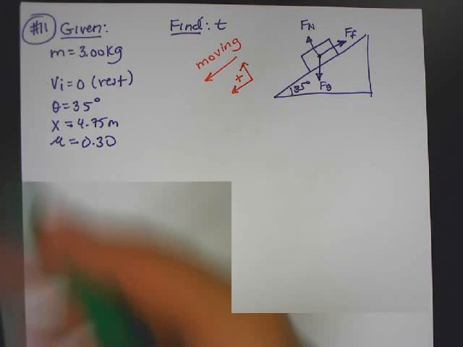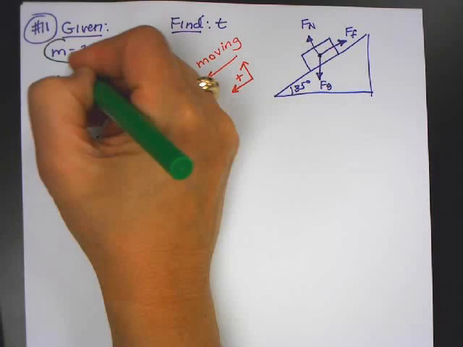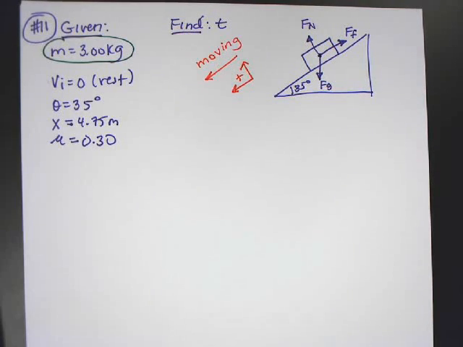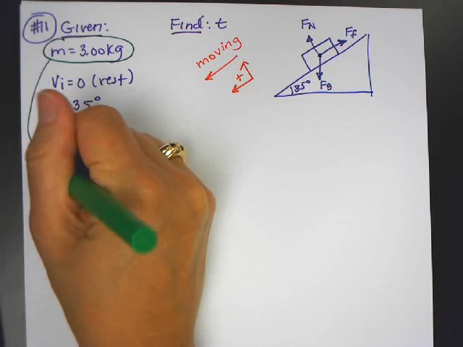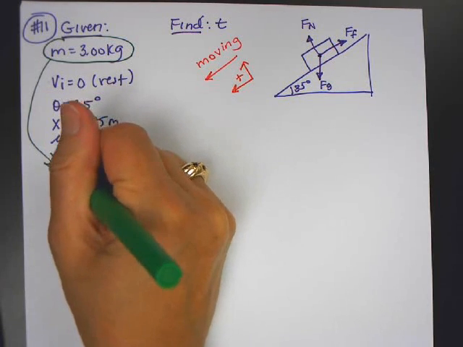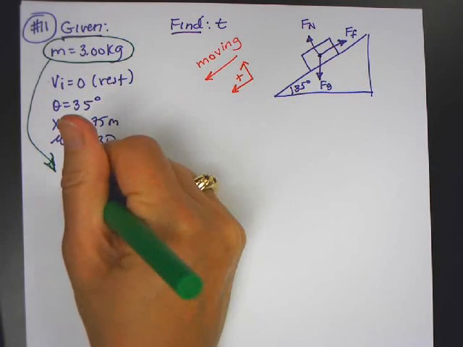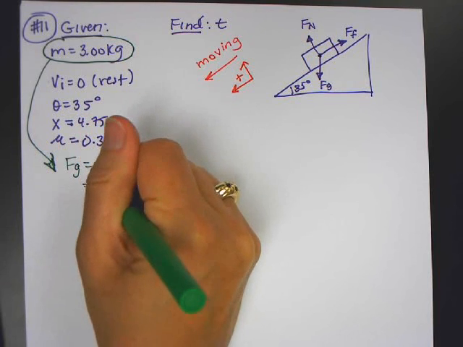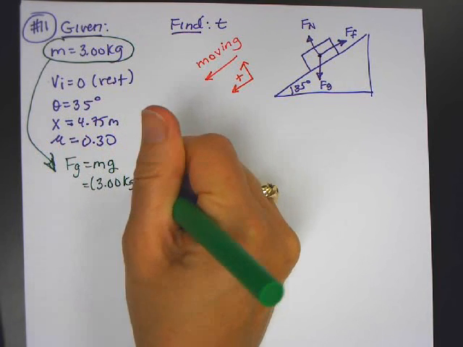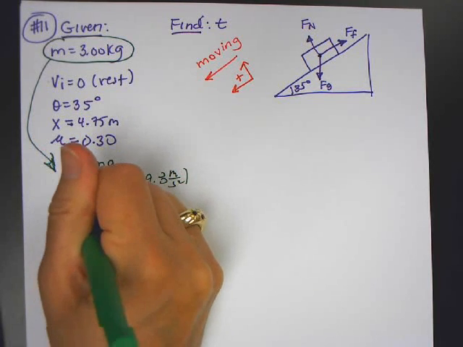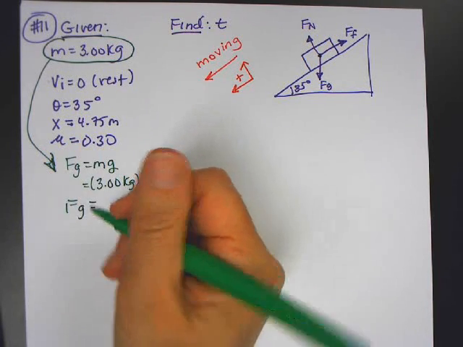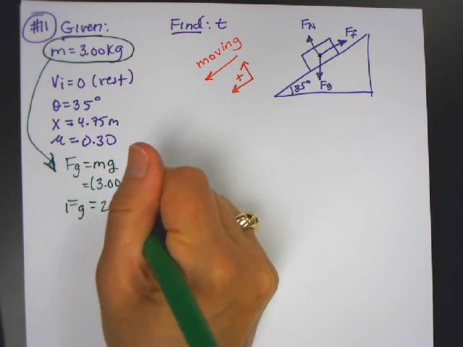Now, the first thing I'm going to say is free body diagrams have forces, and they gave me the mass. So whenever I see the mass, and I know I need the weight, I'll just go ahead and do that and say F of G is equal to mg. So it's equal to 3 kilograms times 9.8 meters per second squared. So F of G comes out to be 29.4 newtons.